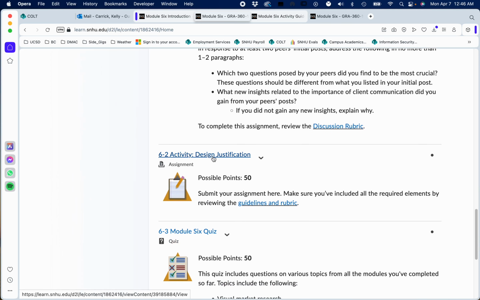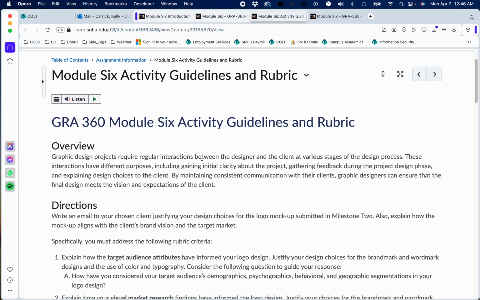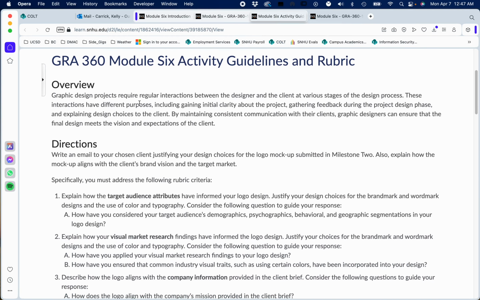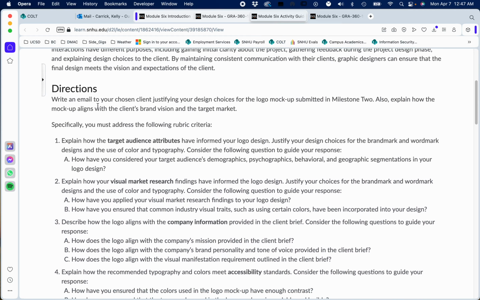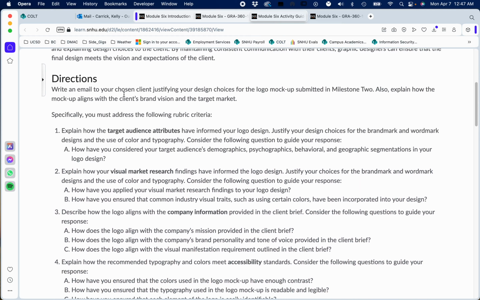The next one is the design justification assignment. This one is a writing assignment as well, so you can read through that. What you're doing is you're drafting an email to your chosen client justifying your choices for the project that you did for milestone 2. So here you're going to be talking about how the mock-ups align with the client's brand or vision with the target market. Basically, you're acting like you emailed the files to them, and you're talking about your design process here.